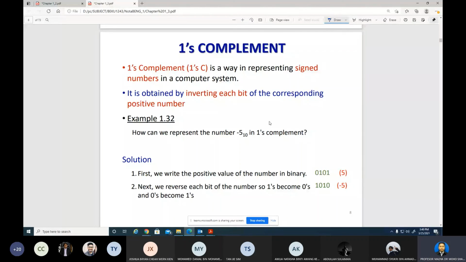For example, we have the positive 5 here: 0 1 0 1. How do we convert it? If you use the first technique, this one will be positive, this is the value 1. If we use the second complement, this one will be 1, and then this one will be 0, this one will be 1, and then this one will be 0. It will be like this.